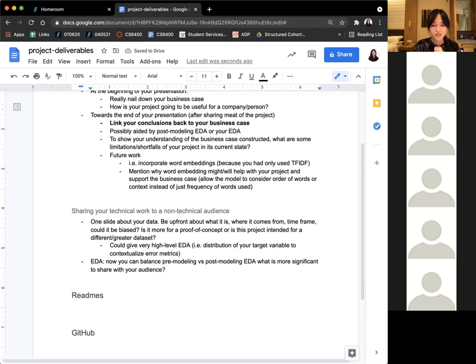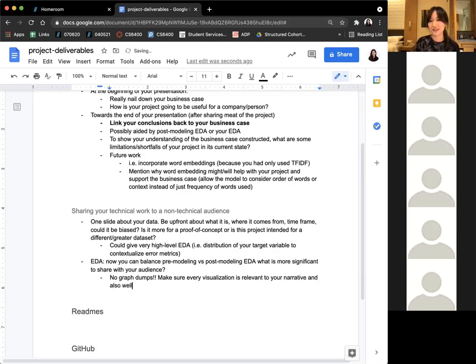Cool. Because your post-modeling EDA is more likely to connect with your conclusions, I just think that if you want to do a little bit less of, okay, this is an overview of my data, these are all the histograms, it might be a lot more meaningful to just show your post-modeling EDA. And I think I talked about this last time as well: no graph dumps. Make sure every visualization is relevant to your narrative, and also well labeled and annotated.